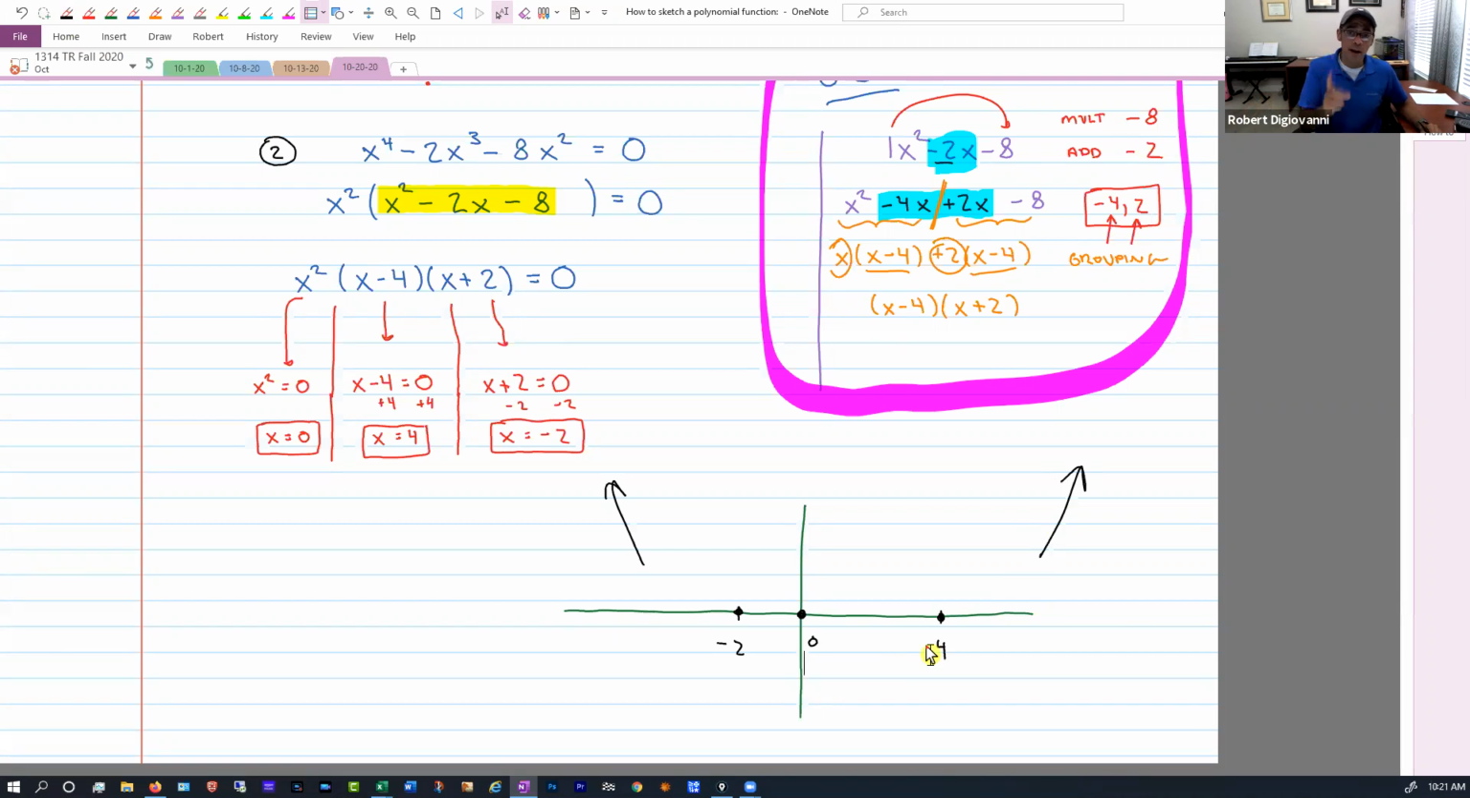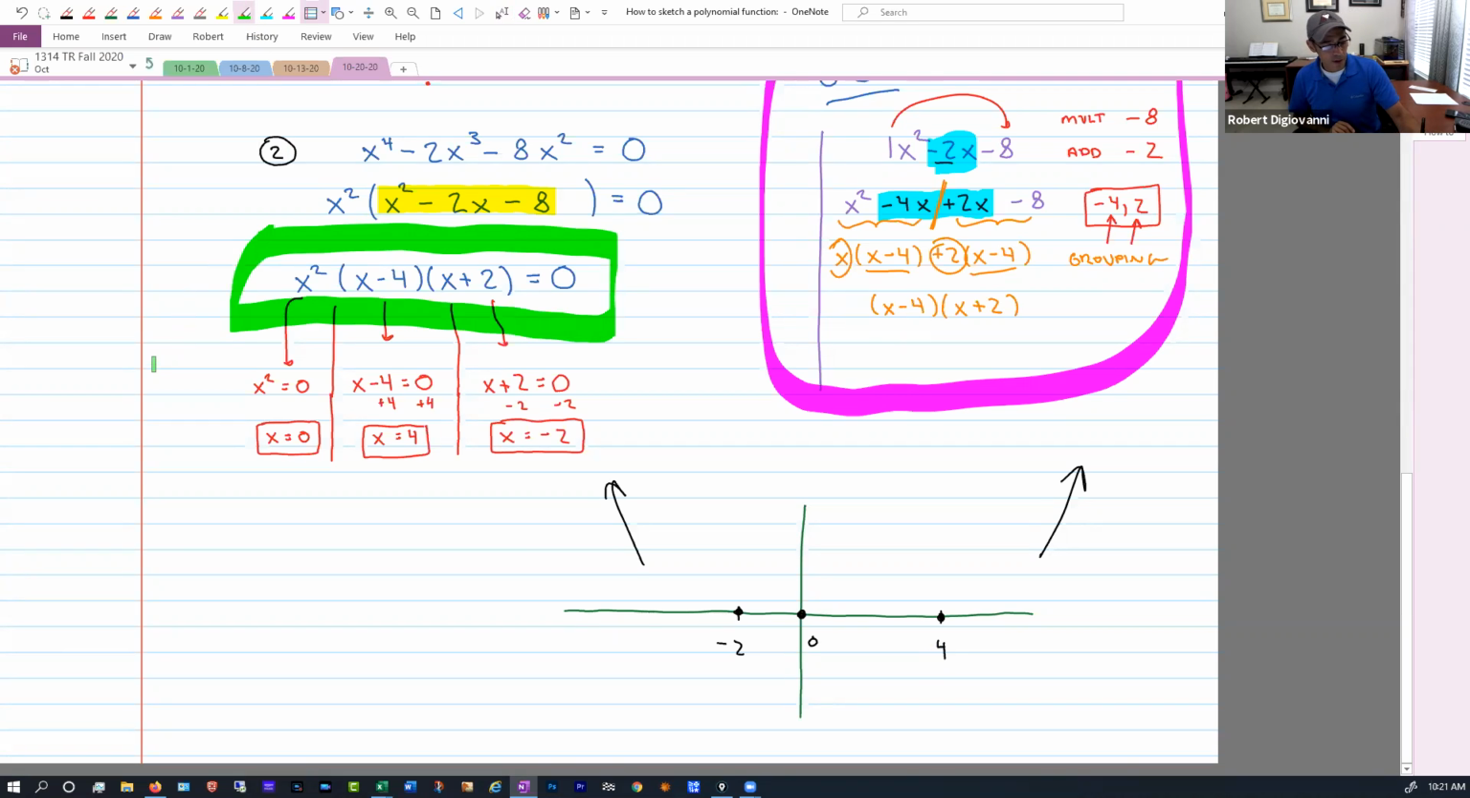All right. The way you do that, pay very close attention to this. You go back up to the line where it was factored. This is where we're going to determine cross or touch. And the way you do it is as follows. This is the part that most students get confused with.